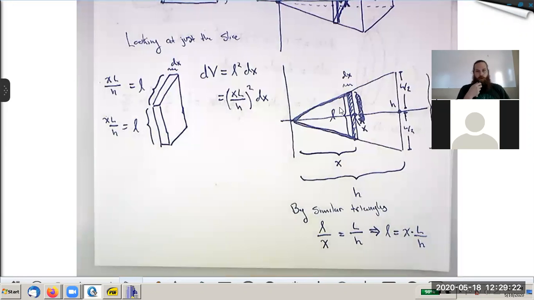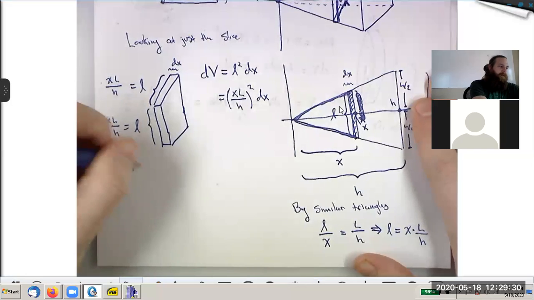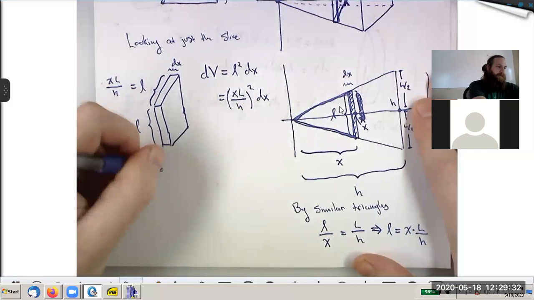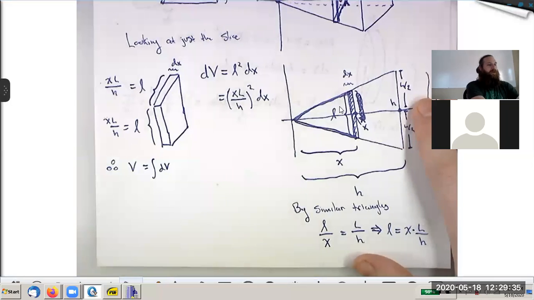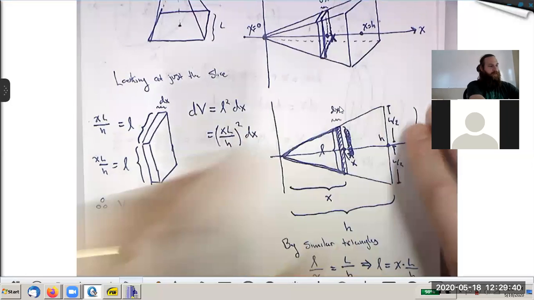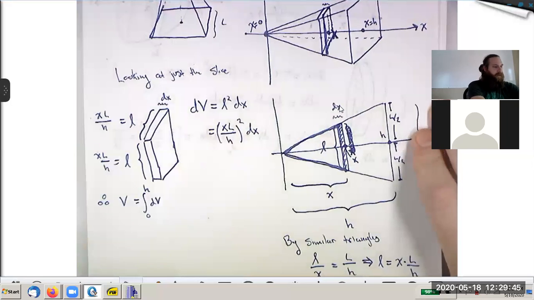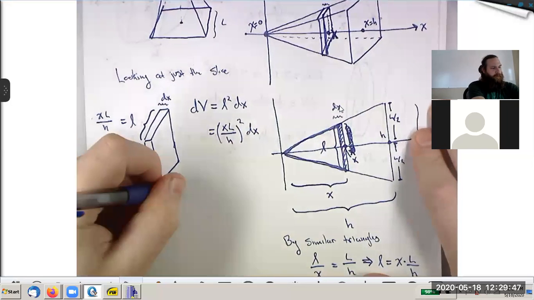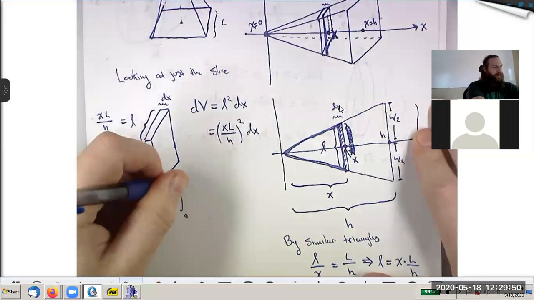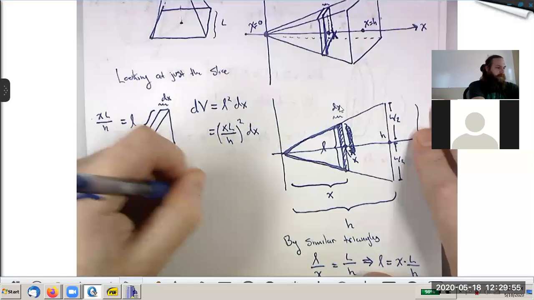Once we have that, we're golden. Because V is always the integral of dV. And I'm going to integrate from x equals 0 all the way out to x equals h. And then dV is the thing that I just did all this work to find a formula for. So the integral from 0 to h of dV is the integral of x times L over h, all squared, dx.